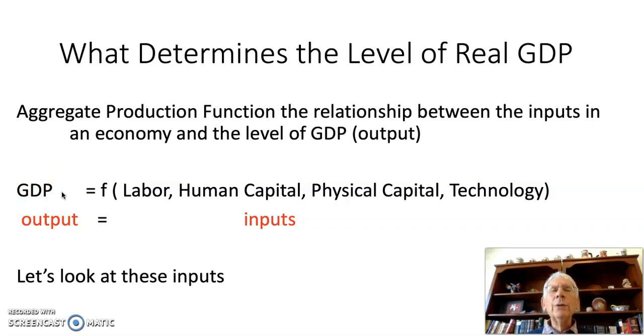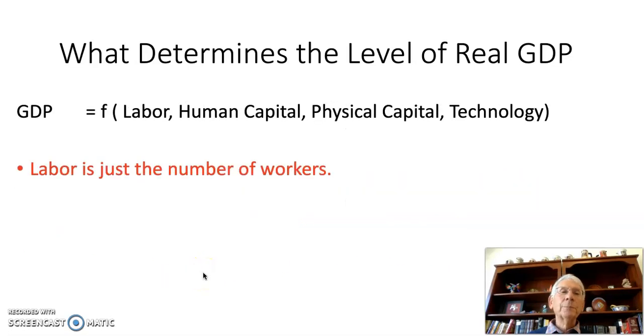What we're really doing in this part of the course, I'm giving you all the tools. And then later on, after we deal with unemployment, I'm going to start putting together a model to show you how all the things work, how things are interrelated. But GDP in a nation depends on the amount of labor, human capital, we'll talk about that in a minute, physical capital, and technology. Output depends on the inputs.